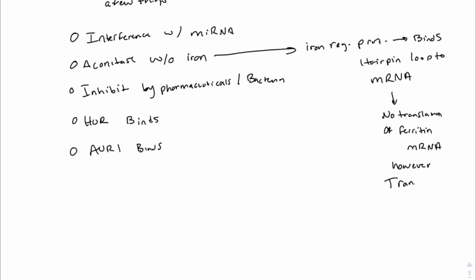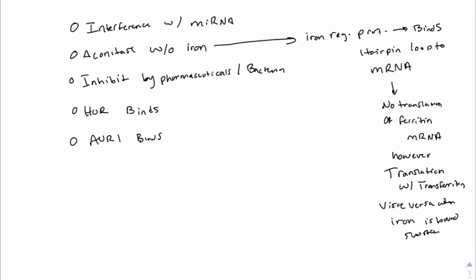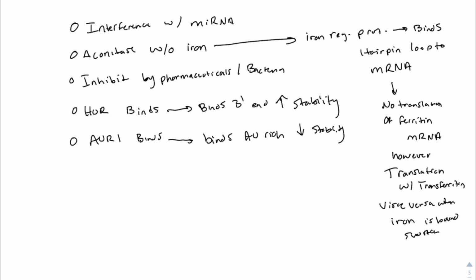However, you can have translation of transferrin without iron. So the big idea is that without iron, a kinase, you can't have translation with ferritin mRNA, but you can have translation with transferrin mRNA. The vice versa happens when iron is bound to transferrin. So if transferrin did have iron, you don't have translation. So basically that's it. Now HuR binds the 3' end, and you can increase the stability. Now AUR binds the AU-rich regions, and it can decrease the stability.